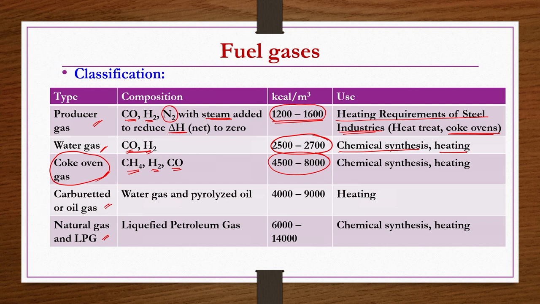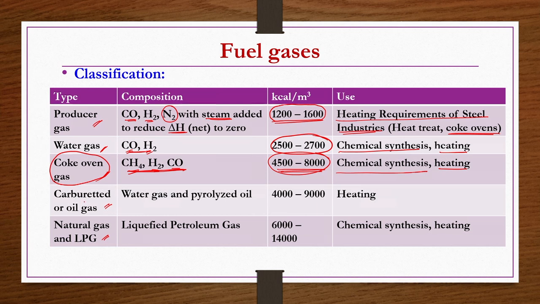oven gas. Such a large variation in the energy content or calorific value of the coke oven gas is coming because of the variations in the components CH4, H2 and CO that are present in this gas. If you have more CH4, it is possible that you may get more calorific value per meter cube of coke oven gas. It is also used for chemical synthesis and heating.